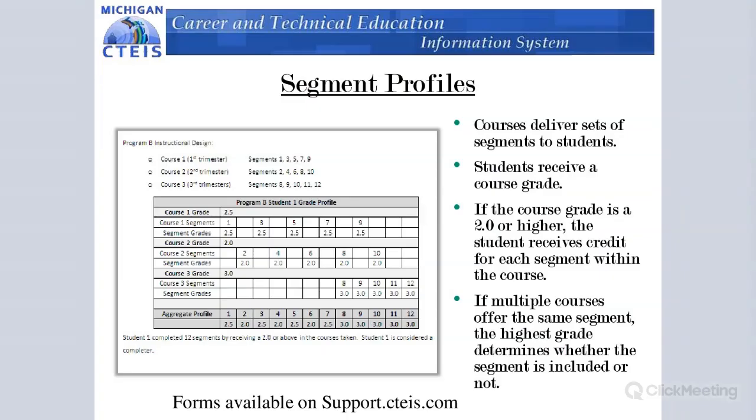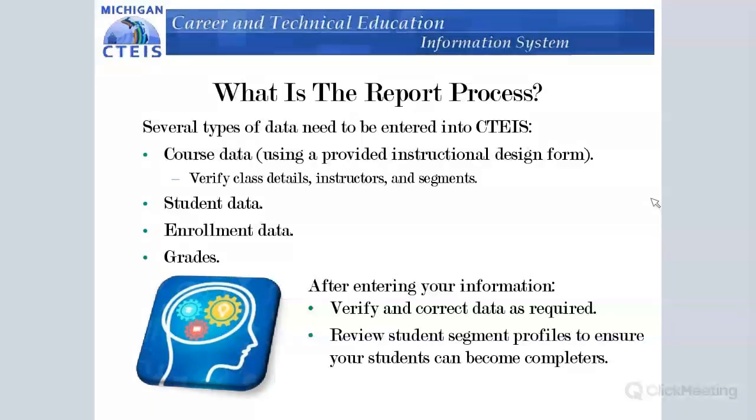All right. So we got there. This is basically just saying that for the reporting process, we're collecting course data, student data, enrollment data, and grades. We need to make sure all the data is good. So this is just a little bit about how we collect it.